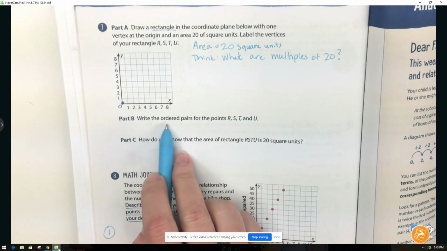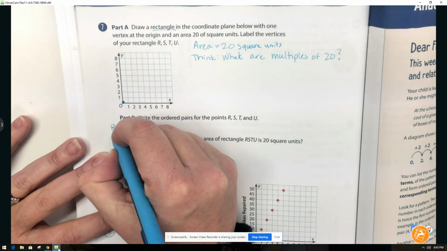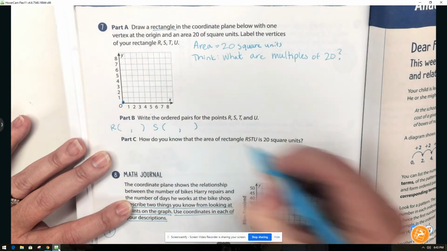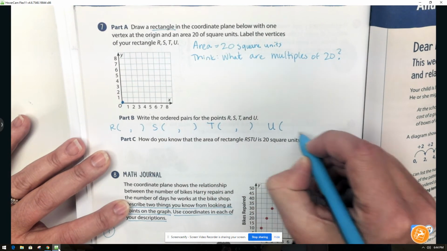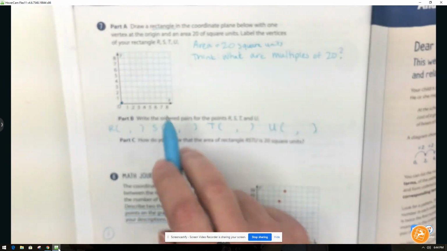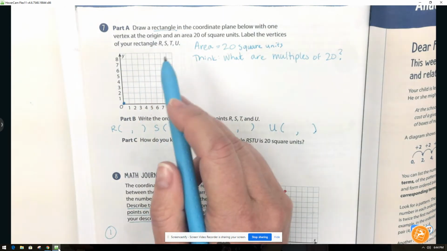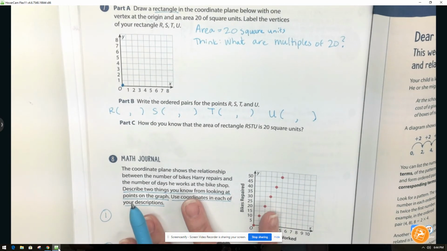For part B, you're going to write the ordered pairs of the points R, S, T, and U. So you're going to have R, and then that's going to have your ordered pair, S, with your ordered pair, T, and then U. So you're going to write 4 ordered pairs for each corner of that rectangle. You might want to check and make sure you did number 7 right before you move on with your teacher, just so you don't do number 7 part A wrong, and then it will mess up part B and part C. So maybe just check with your teacher after you do part A.